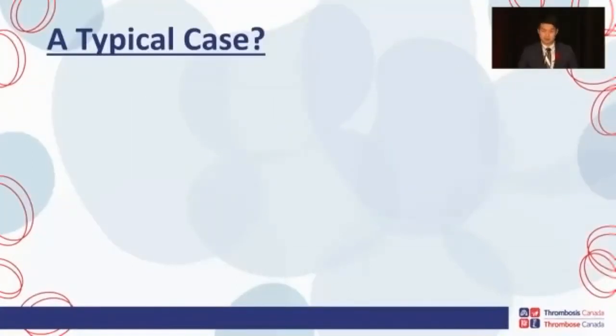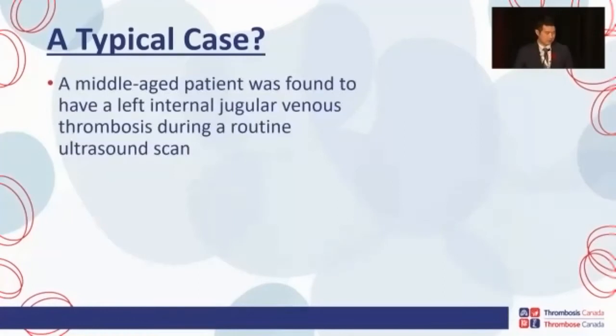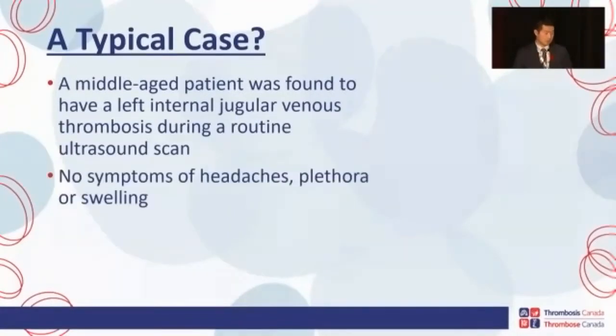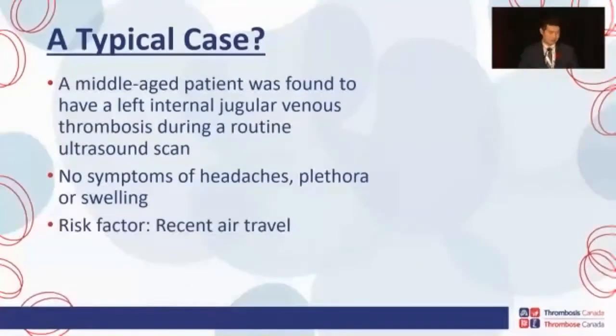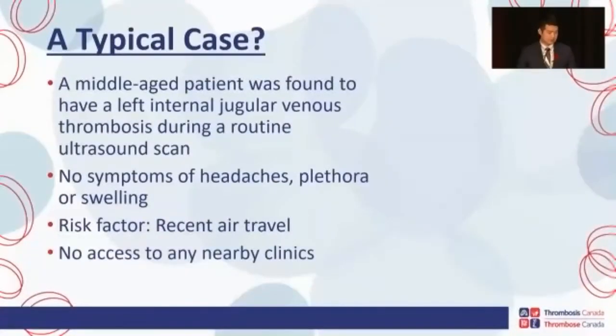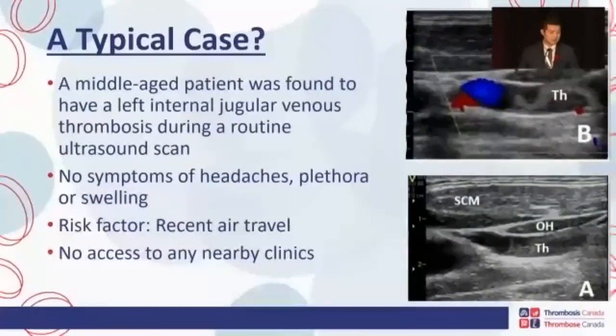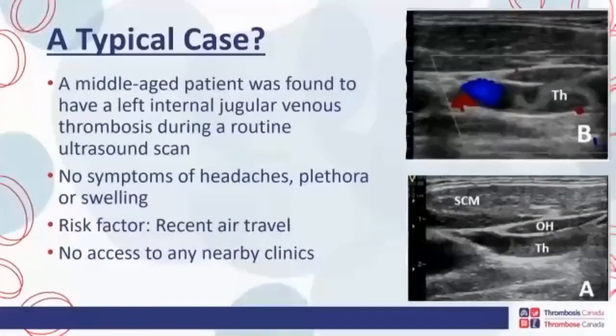Okay, so here's our first case. We have a middle-aged patient who was found to have a left internal jugular venous thrombosis during a routine imaging scan. They had no symptoms, no headaches, no plethora, no swelling of note. Their only risk factor was some recent air travel, and there's no access to any nearby clinics. This is the scan here; in the top picture, the TH is the thrombus, and this is the internal jugular vein. There's no flow going through the area of the thrombus.